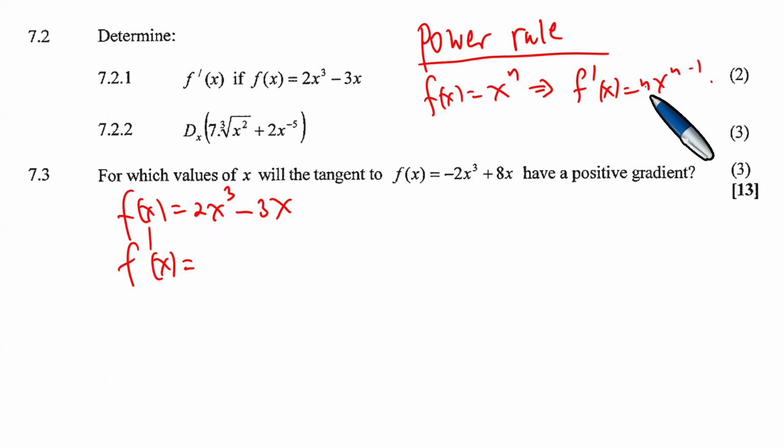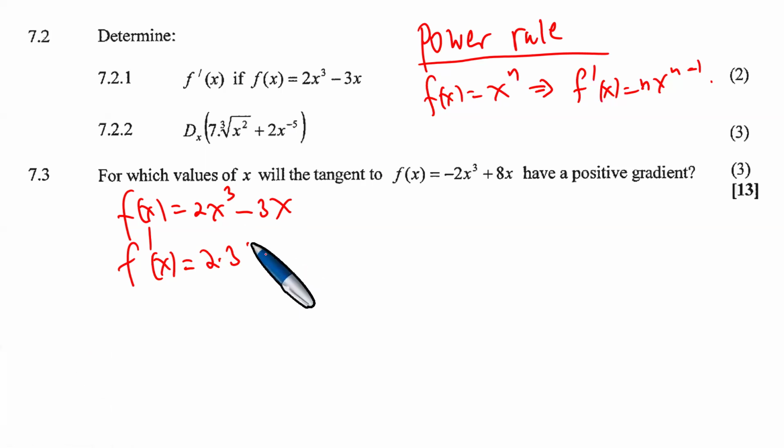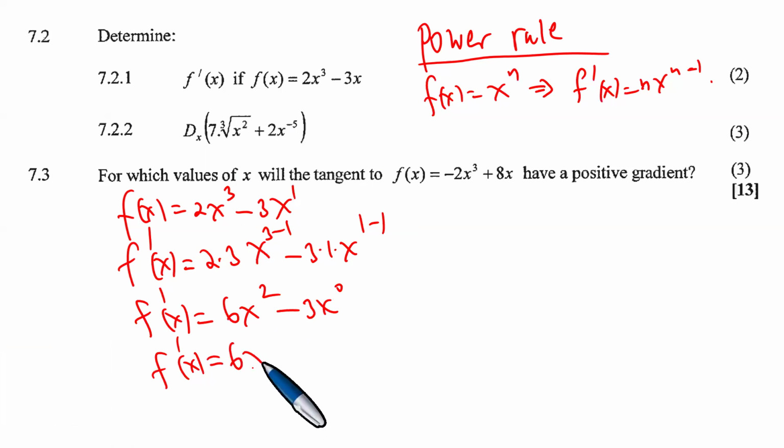Now, what does the power rule actually say? It says that you bring down the power and subtract 1 from the power n. If this is 2x cubed, you bring down the 3 and you subtract 1 from the 3, and that appears as the power of x. Then you have minus 3 times x to the power 1 minus 1, which means 2 times 3, 6x squared minus 3x to the power 0. And you have this, which is 6x squared minus 3.